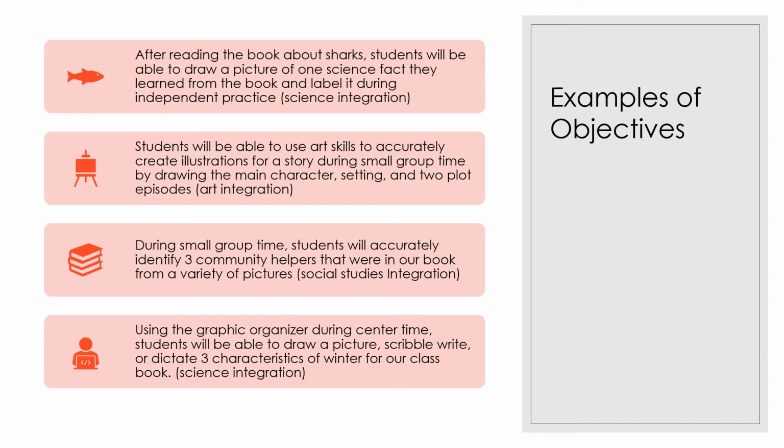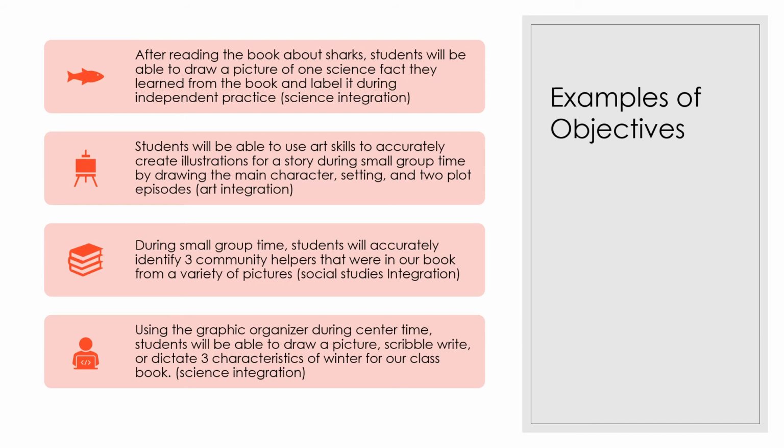And again, notice how I'm making it very clear what they need to do. Students will accurately identify 3 community helpers. I do not say students will learn about community helpers, because we can't see that. Students will accurately identify 3 community helpers.